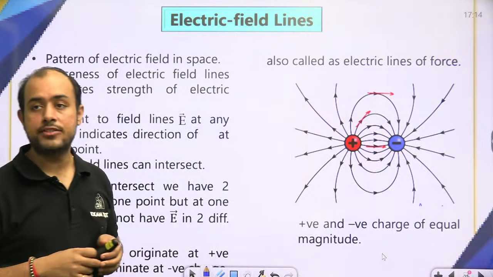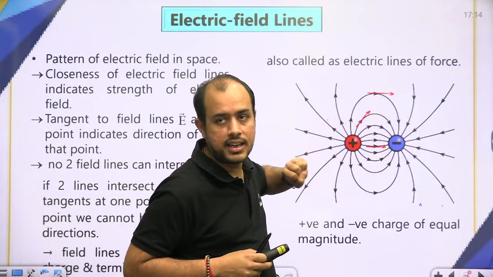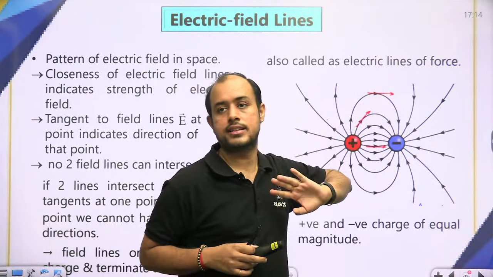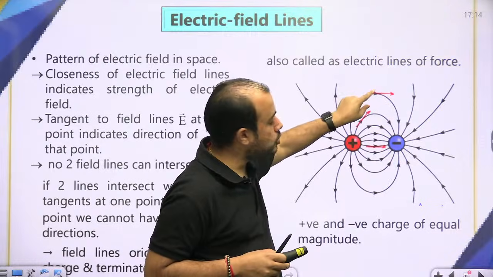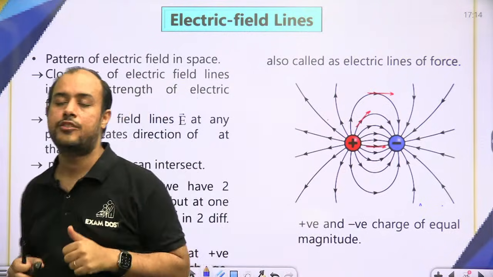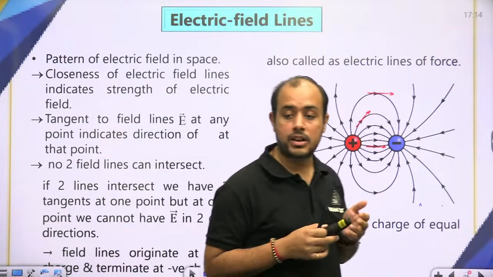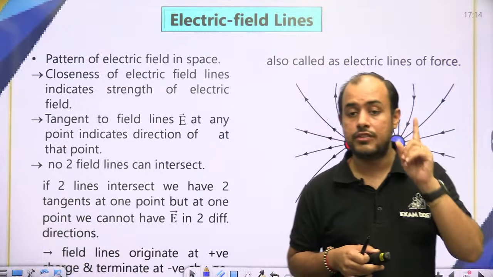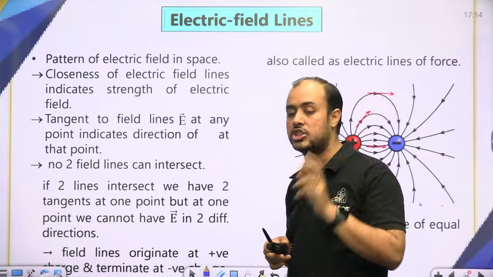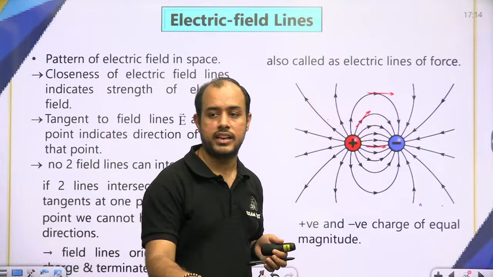Now these lines have some properties. They start from a positive charge and they end at a negative charge. The tangent to the line gives the direction of electric field and the electric force. Two lines cannot intersect. Why? Because if they intersect at one point, there will be two tangents. But at one point, there can't be two directions of electric field.